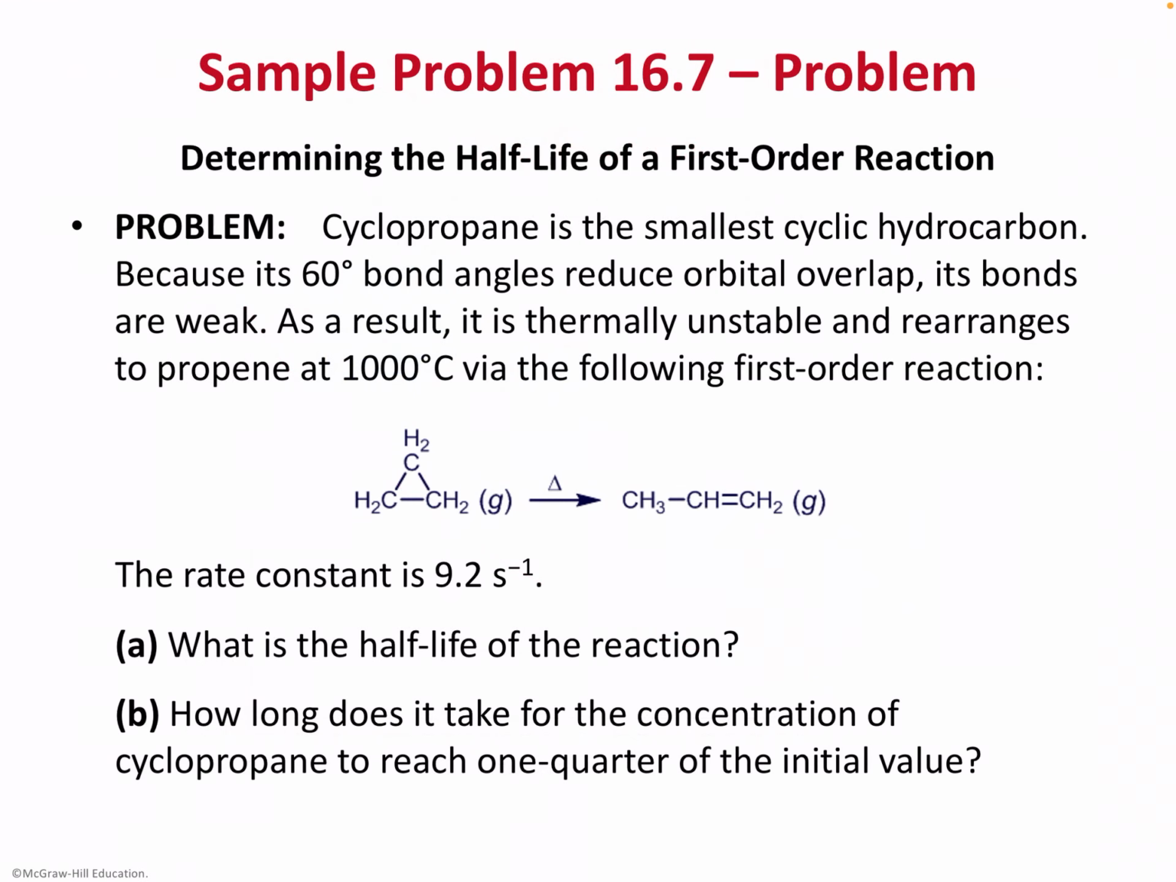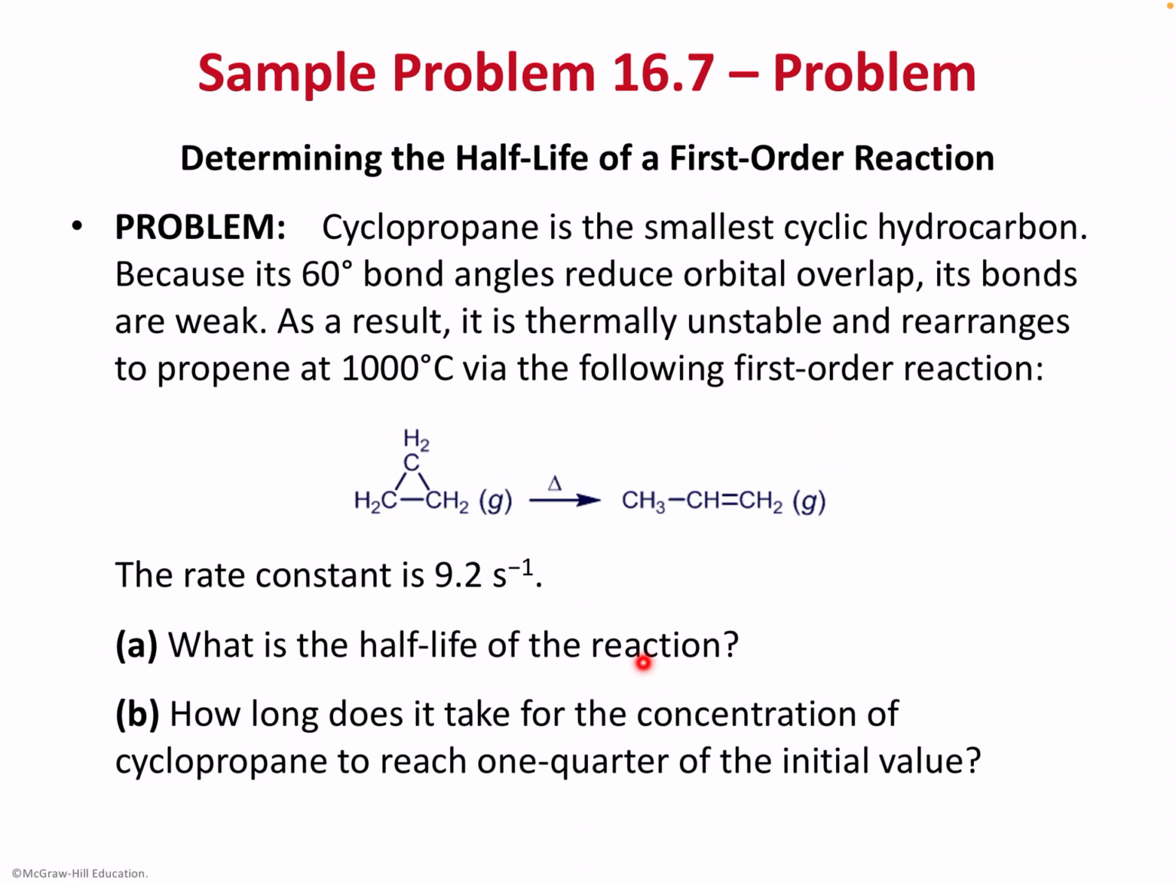Okay, let's look at this example. Cyclopropane is a smaller cyclic hydrocarbon. Because it has a 60-degree bond angle, it has strain, so it would like to decompose. When you heat it up, it will become an open chain alkene. The rate constant for this reaction is 9.2 per second. It is rearranging, and it's a first order reaction.